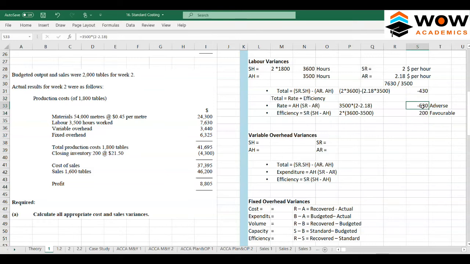We'll just check it for proof. Here it's going to be minus 630, and add the 200. So it's minus 430. All minus symbols are adverse because in all cost variances, minuses are adverse and pluses are favorable. Only in income variance is it opposite. So hope you got the idea here about the labor variances. Now we'll move on to the variable overhead variance.